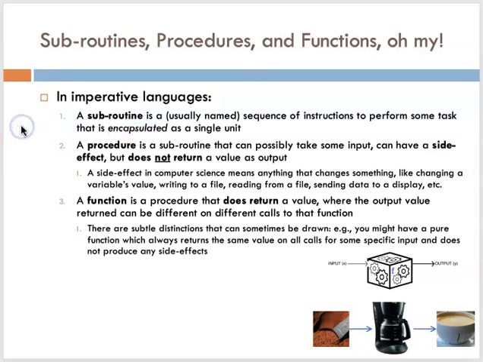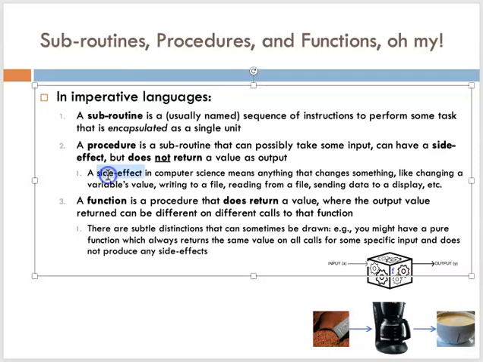As we saw earlier. So a procedure is a subroutine, and this subroutine might actually take some input as well, and it can have a side effect. We're going to talk about that in just a bit. But it does not return a value as output. That's the important distinction. And a side effect, when we talk about it in computer science, just means that it's some imperative, some instruction that changes something, like changing a variable's value, or writing to a file, or reading from a file, or sending data somewhere else.